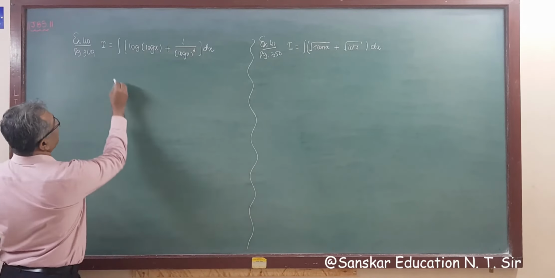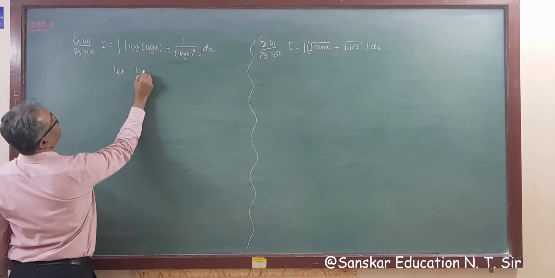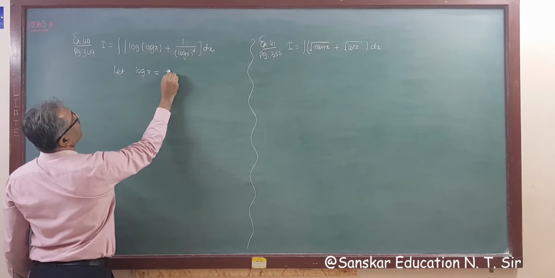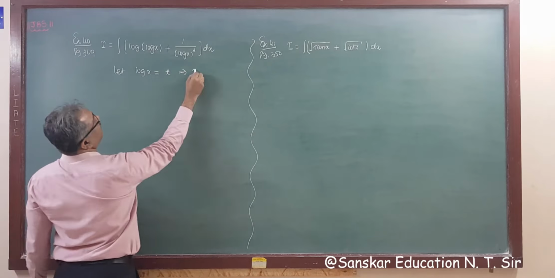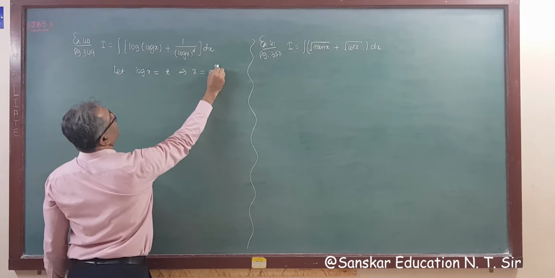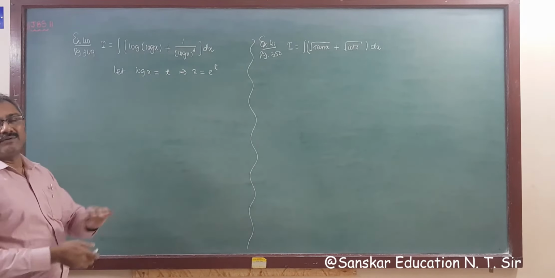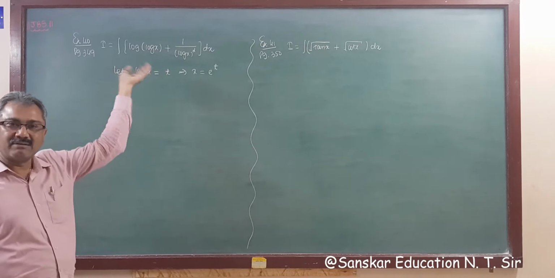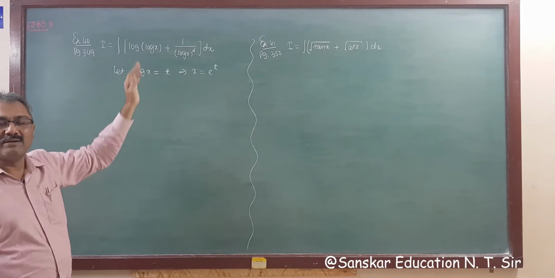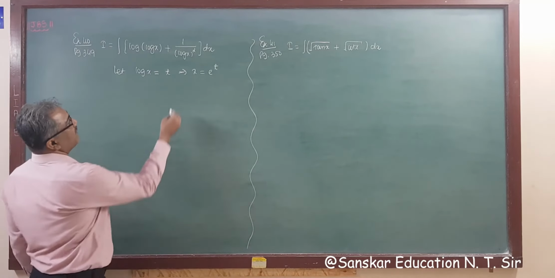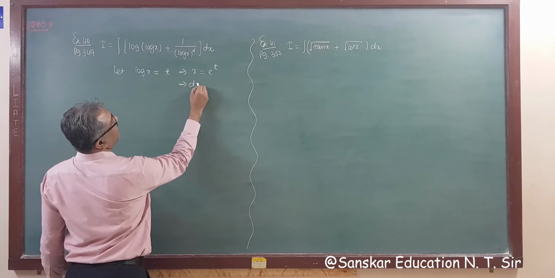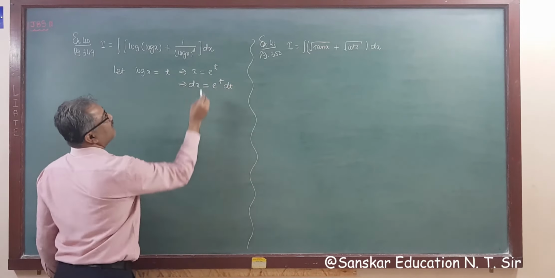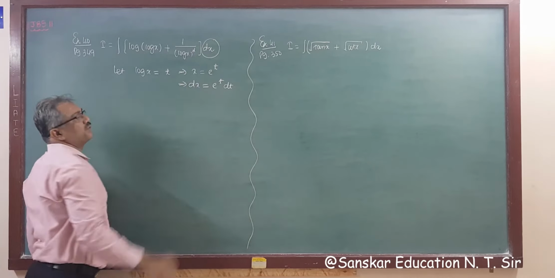So we assume that let log x is equal to t. So log x is equal to t. So this implies x is equal to e raised to t. You know this result, changing from logarithmic function to exponential function. I explained deeply in differentiation, that you know. So differentiating this, what we get? dx is equal to e raised to t dt. So this dx is e raised to t dt.